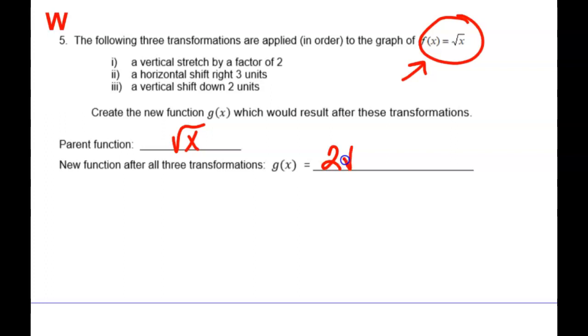Horizontal stretch of right 3 is changing x values, so it's inside. Right 3 is the opposite of what it seems. Down 2 is changing y values, so it is on the outside. Any questions? I did not put a tricky one like horizontal anything or even a reflection that you could confuse, okay?